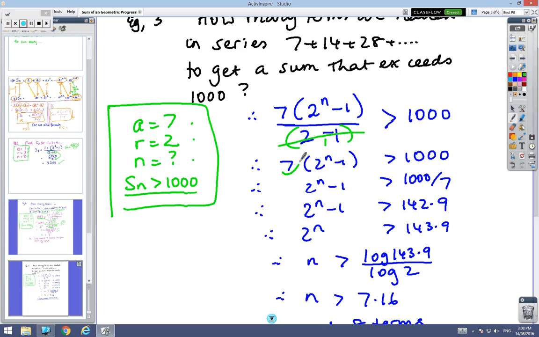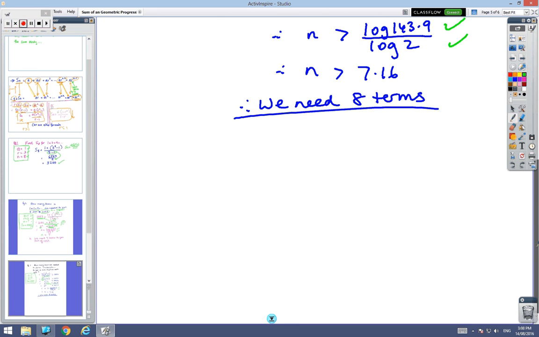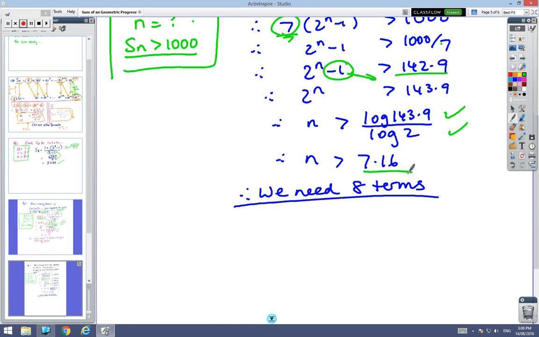And then to get rid of the 7 here, you can't multiply through, so we just divide. So just divide by 7 both sides, and you get this silly number 142.9, and then add 1 to both sides, you get 143.9, and then just take log of the answer divided by log of the base. And you end up with 7.16. Now, because n is greater than 7.16, that means we need to go up to the next number, so we need 8 terms. Okay, so copy and come across.